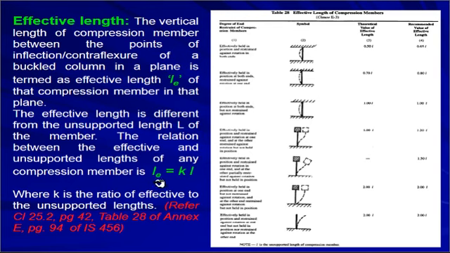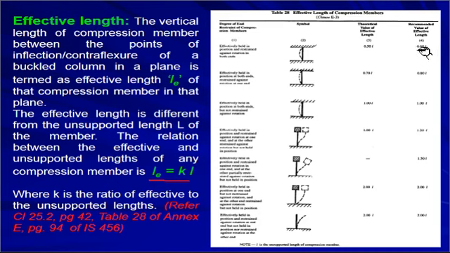The relation between the effective and unsupported length of any compression member is given as LE is equal to K into L, where K is the ratio of effective length to unsupported length. So in IS 456, in Table 28, the effective length of compression member is given. This is the theoretical value and it is the recommended value.